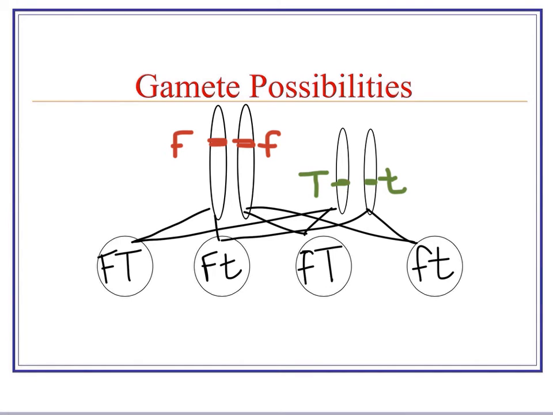So if you think back to when we were doing meiosis with pipe cleaners, and you had the pink and the blue pipe cleaners, and when you separated them out, you could get different combinations depending on how you lined them up. That's what we're looking at here.